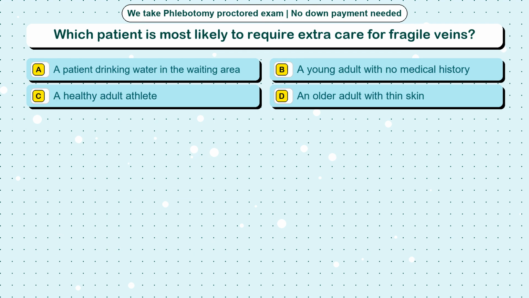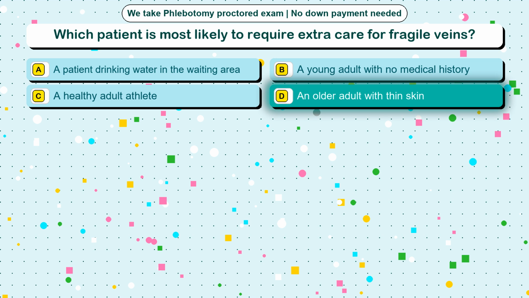Question 62. Which patient is most likely to require extra care for fragile veins? Option A. A patient drinking water in the waiting area. Option B. A young adult with no medical history. Option C. A healthy adult athlete. Option D. An older adult with thin skin. The correct answer is option D.